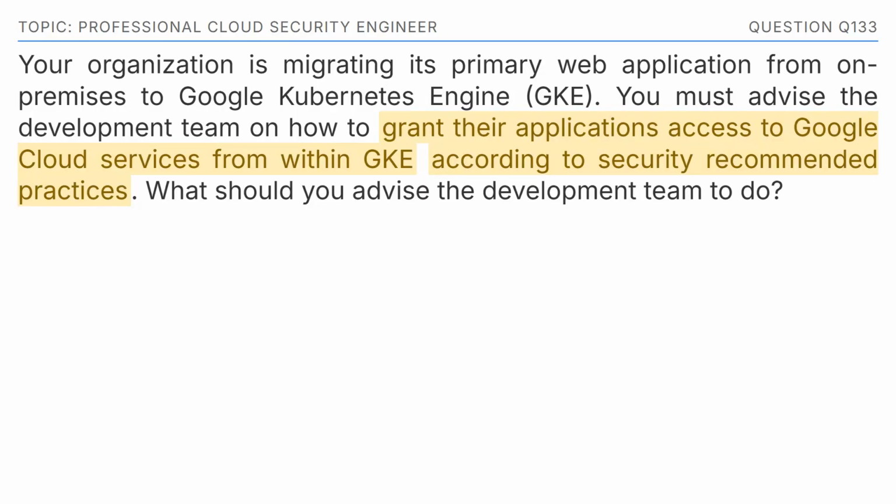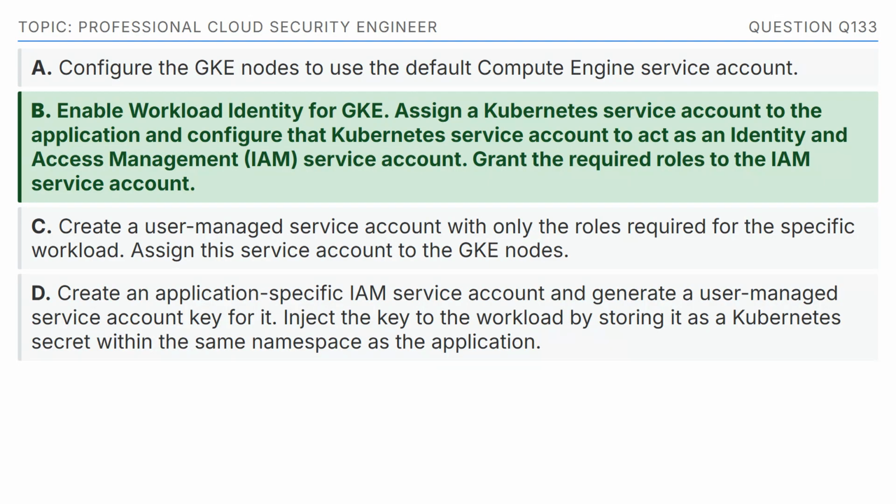To arrive at the correct answer, we focus on the keywords: grant their applications access to Google Cloud services from within GKE, according to security recommended practices. The correct answer is option B, enable workload identity for GKE. Assign a Kubernetes service account to the application and configure that Kubernetes service account to act as an Identity and Access Management (IAM) service account. Grant the required roles to the IAM service account.